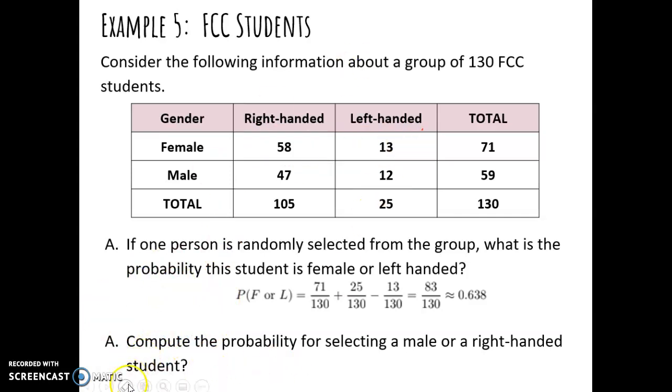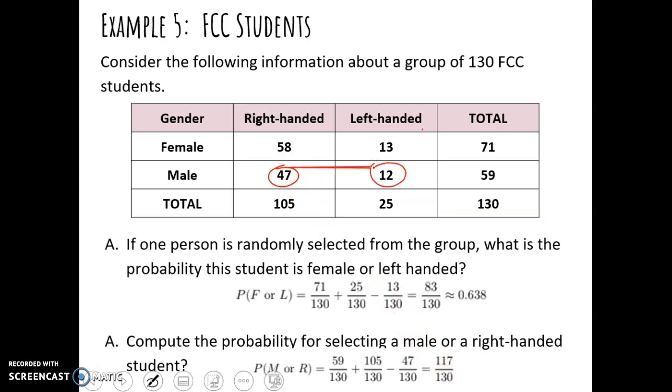Okay, so let's compute the probability of selecting a male or a right-handed student. You could do male, which is 59 out of 130, plus right-handed, which is 105 out of 130, and then subtract the overlap, and it looks like they overlap right here at 47. So you see down here 59 over 130 plus 105 over 130 minus the overlap of 47 over 130, which is 117.